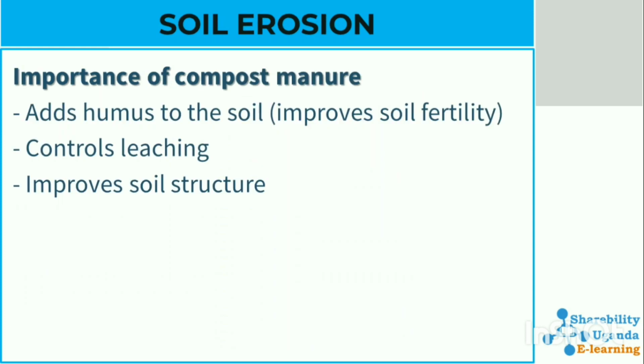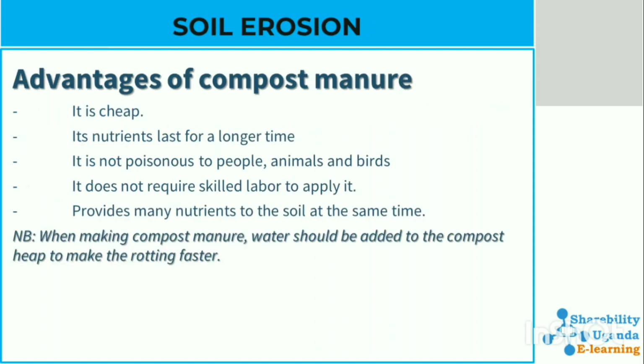Importances of compost manure: adds humus to the soil, controls leaching, improves soil structure. It is cheap to use. Its nutrients last for a longer period of time in the soil. It's not poisonous to people and animals and also birds. It does not require skilled labor to apply it. Provides many nutrients to the soil at the same time.